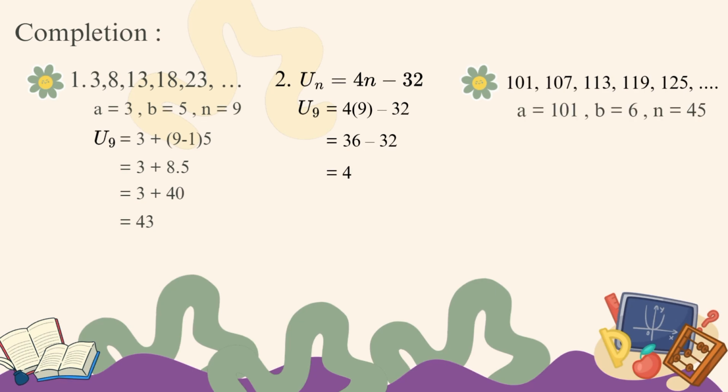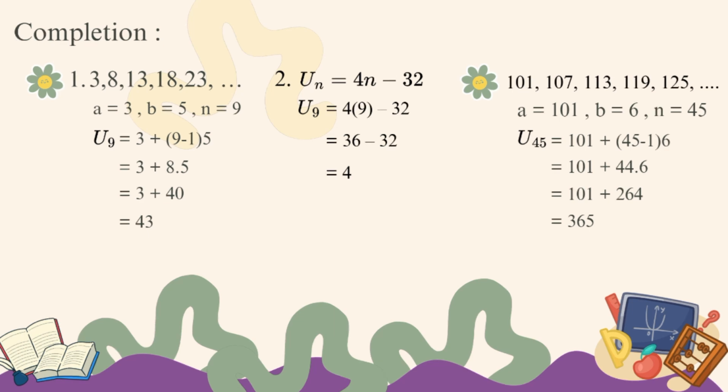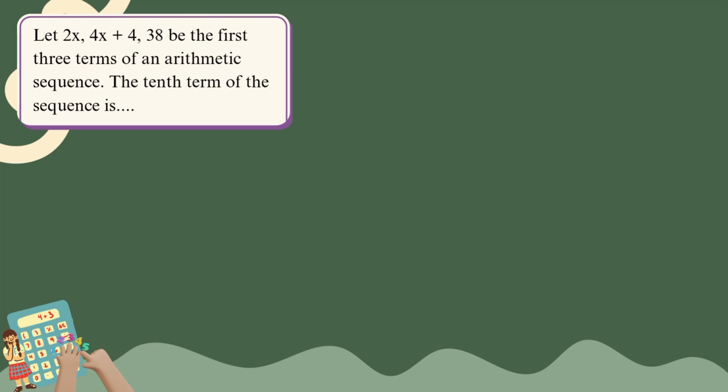Next, the completion for the number sequence, with a is 101, b is 6, and n is 45. U sub 45 equals 101 plus (45 minus 1) times 6 equals 101 plus 44 times 6 equals 101 plus 264. U sub 45 equals 365. Okay, good job. So, next we will practice arithmetic sequence problems that are more exciting and also challenging.